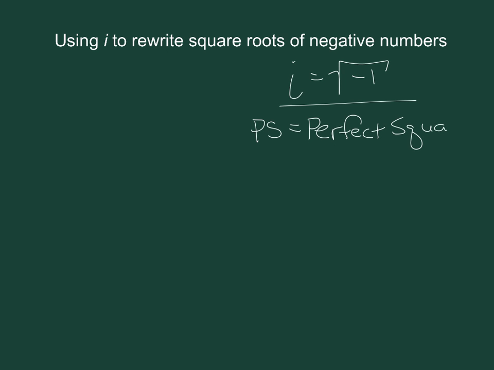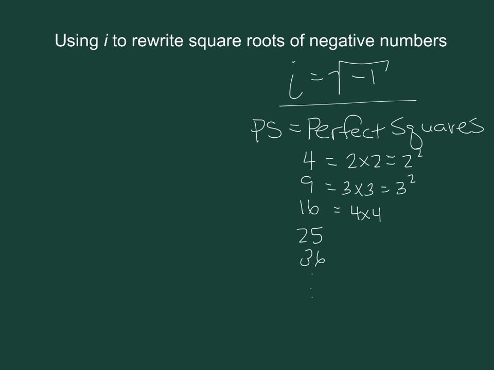Okay, and perfect squares are numbers like 4, 9, 16, 25, 36, and so on and so forth. The reason they're called perfect squares is because you multiply the same base together to get the number. So 4 is 2 times 2, or 2 squared. 9 is 3 times 3, or 3 squared. 16 is 4 times 4, or 4 squared. I think you get the idea now, right? And that just continues on forever.